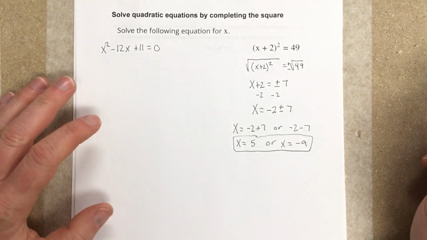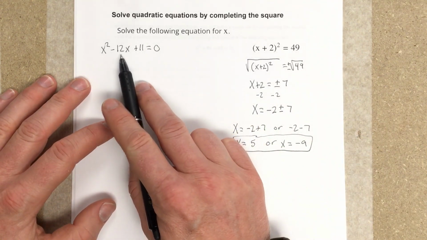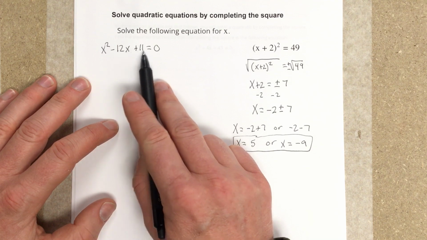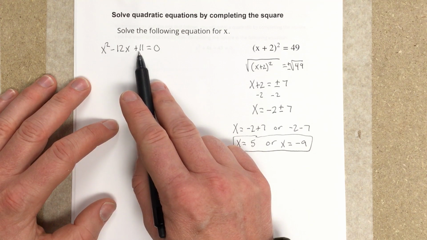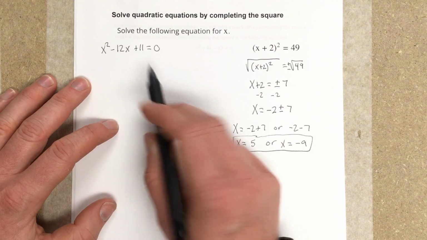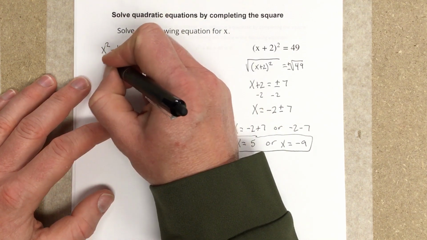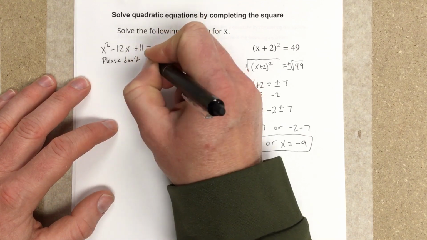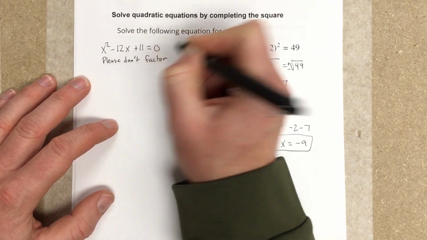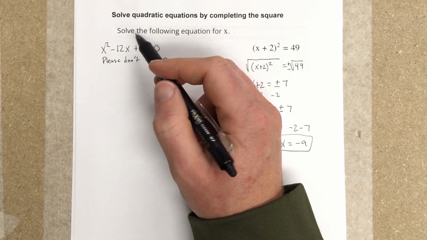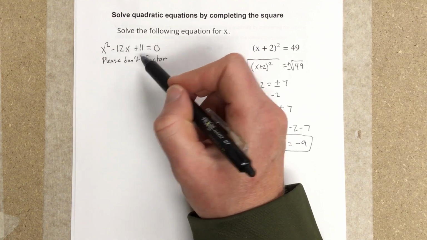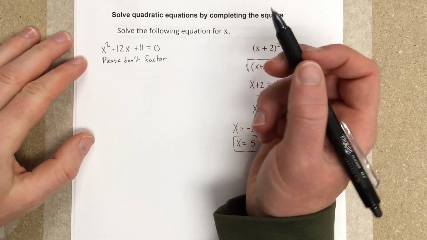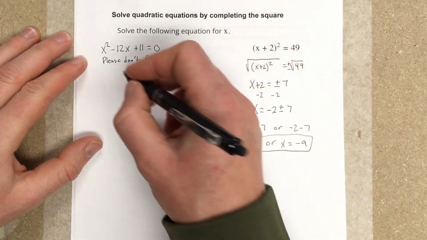Now we're actually going to go through the whole procedure here. They're going to give you some problems that are actually factorable, but I need you not to factor them. So I'm just going to write, please don't factor. Because the factors of 11 could be negative 11 and negative 1, and you could just factor this out. But they're giving you easy ones to have you practice completing the square. So let's go through the completing the square part.